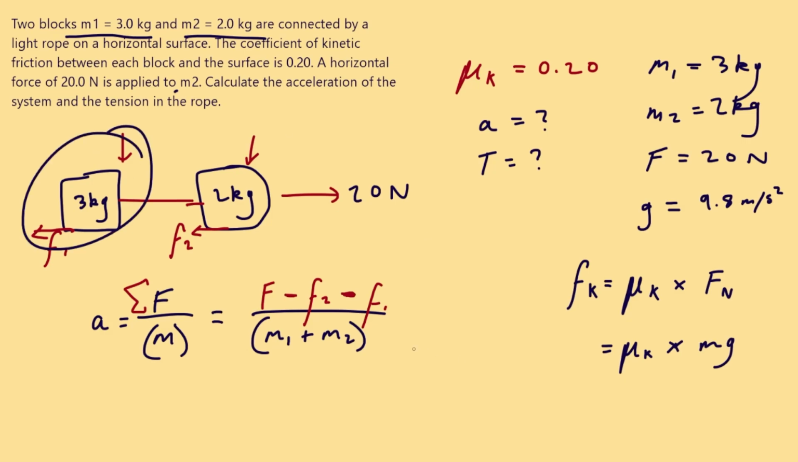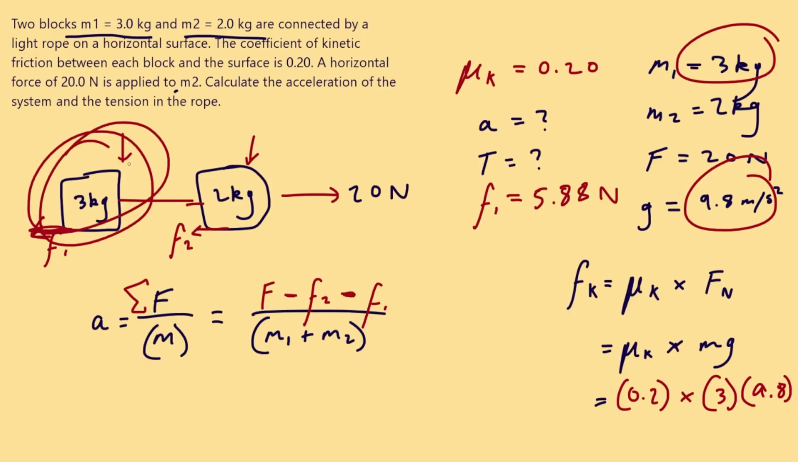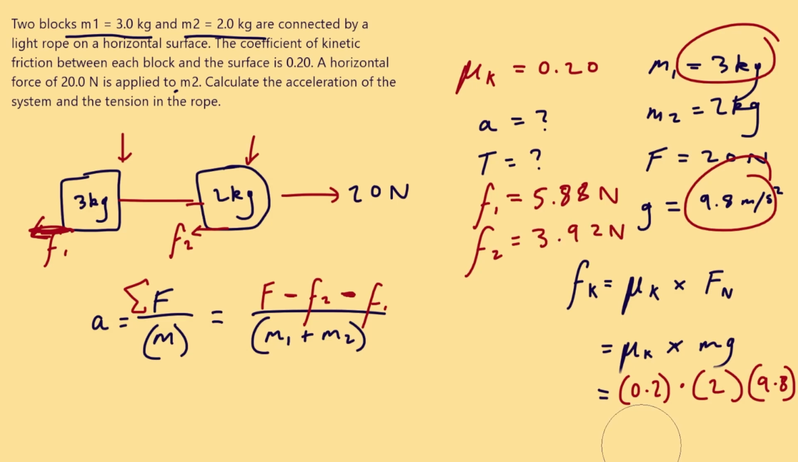For mass 1, it would be 0.2 times the mass of mass 1, which is 3, times gravity, 9.8. This gives us an answer of 5.88 newtons. That's the friction opposing our motion when mass 1 rubs on the surface. And we do the exact same thing for mass 2. We just plug in our numbers. So 0.2 multiplied by the mass, so 2 kilos, times 9.8. The friction here is 3.92 newtons.